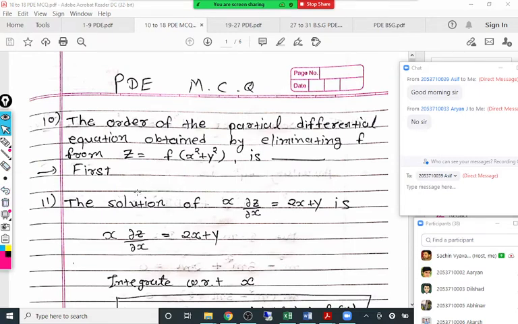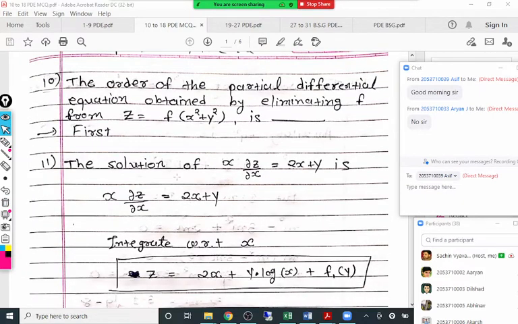Now we are moving from 10 to 18. I think Neil completed this. So the order of the differential equation by eliminating arbitrary function f. So how many functions are there? Only one arbitrary function. So when we eliminate one arbitrary function, we get a first order PDE, and that's correct. So the answer is first order PDE. If we eliminate two arbitrary functions, we get a second order PDE there. Okay, you should know that.